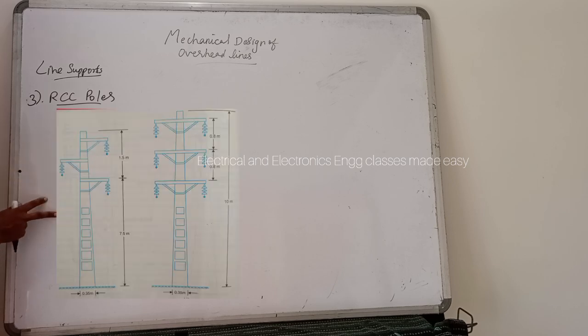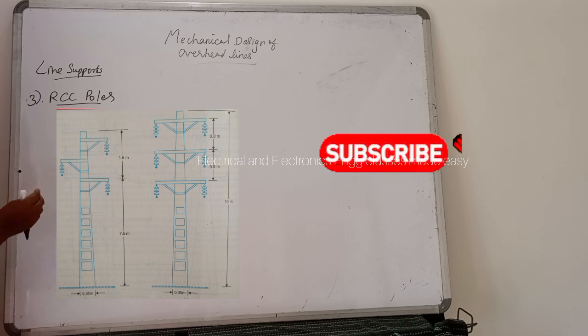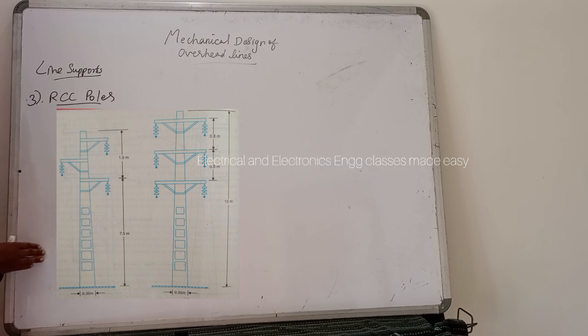And this is RCC poles for single and double circuit. The holes in the poles facilitate the climbing of poles and at the same time reduce the weight of line supports. And the main difficulty with the use of these poles is the high cost of transport owing to their heavy weight. Therefore, such poles are often manufactured at the site in order to avoid heavy cost of transportation.